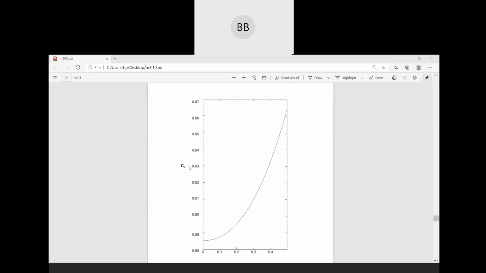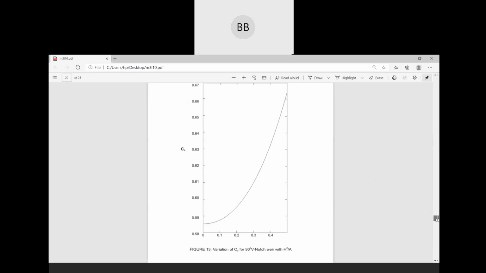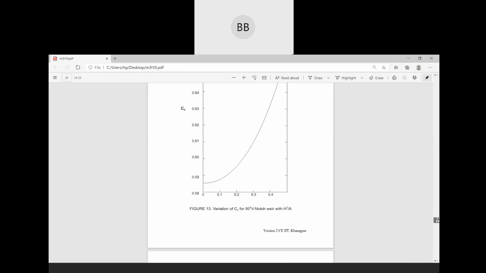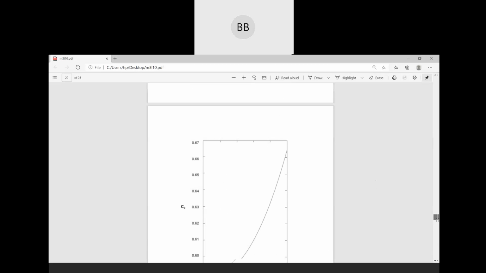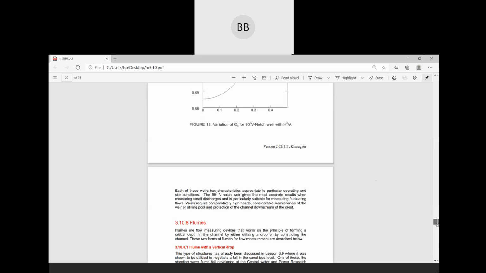So this is the graph where you can see that coefficient of discharge is varying with H square by A, that is your head square divided by cross sectional area. Those things are related to your irrigation. This is the variation of Cd for V notches with H square by A, that is head square divided by cross sectional area. So these are the V notches, sharp crested notches.